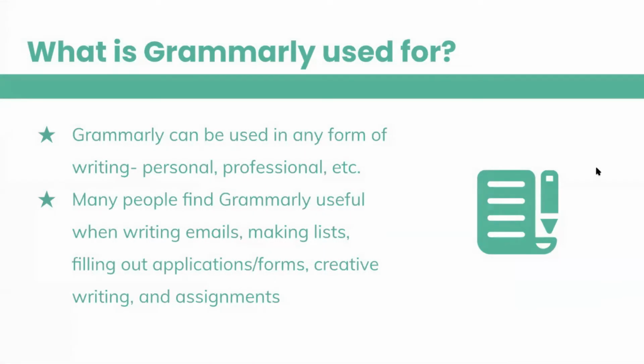You might be wondering what you can actually use Grammarly for, and there are many different things. It can be used in any form of writing, such as personal, professional, or anything else you can think of. Many people have found Grammarly useful when writing emails, as Penny was mentioning, making lists, filling out applications and forms, creative writing, assignments, and journaling, and all those kinds of things. So really anything you can think of that you want to write with, you can use Grammarly for.